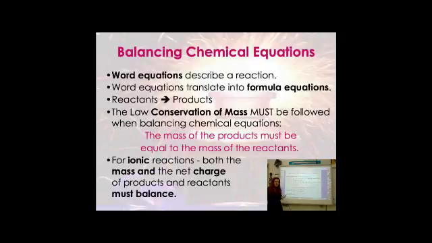Why do we have to balance chemical equations? Well, we have to follow this law of conservation of mass. Whatever we have in the reactant side, we also have to have in the product side. We can't create anything and we can't destroy anything. For ionic substances, first you have to balance the charge, and then you have to balance the number of particles to get the mass to balance as well.